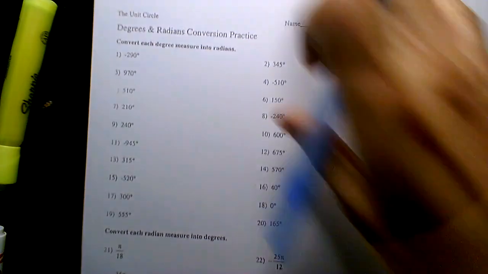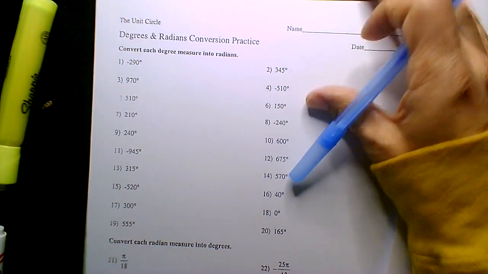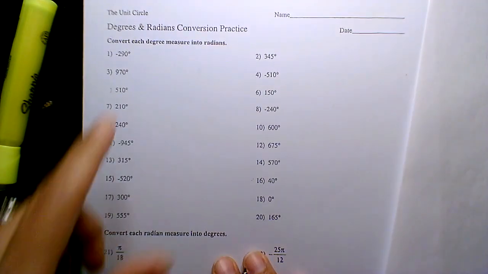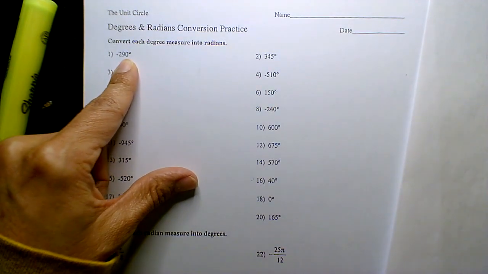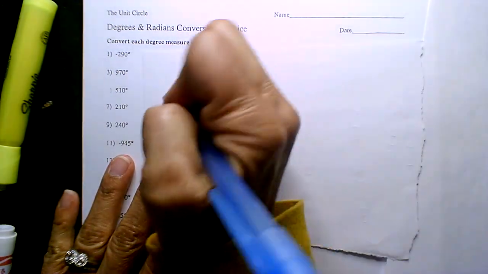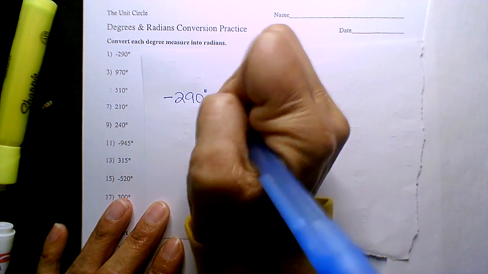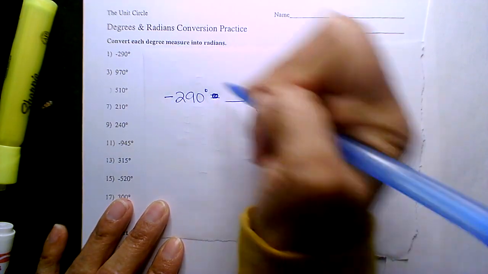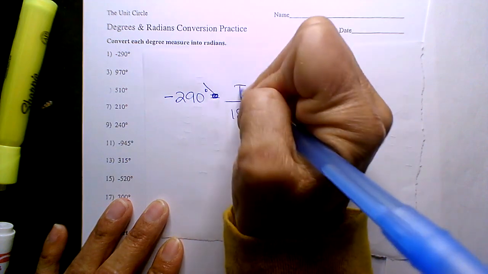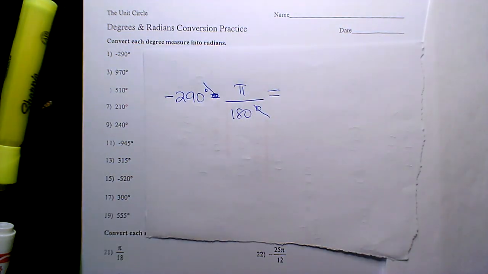All right, so if we look at your worksheet, it says convert degree measures to radians. We'll go to radians to degrees after. All right, so you have negative 290 degrees. So if I have negative 290 degrees, times, obviously I want the degree to go away, so I want my 180 on the bottom and the pi on top. And so really, what's negative 290 divided by 180?